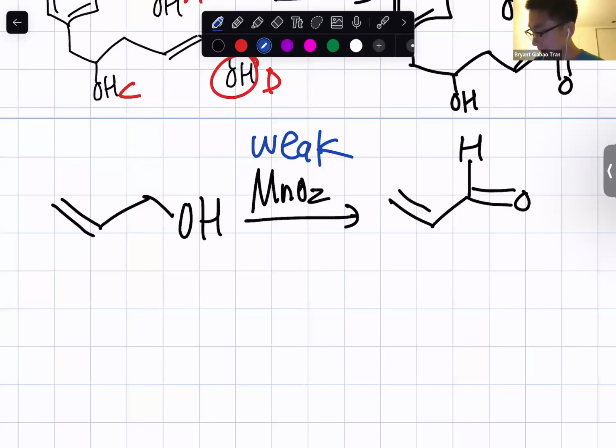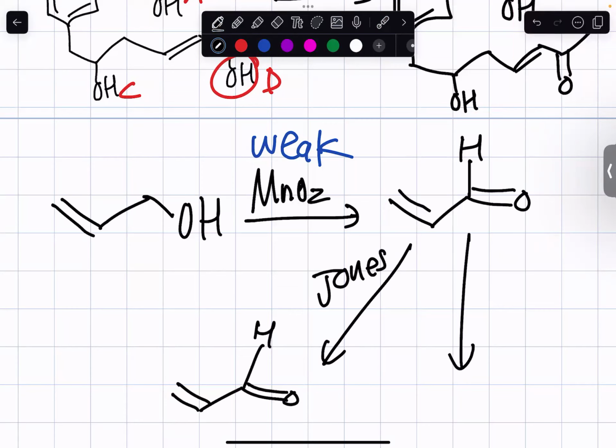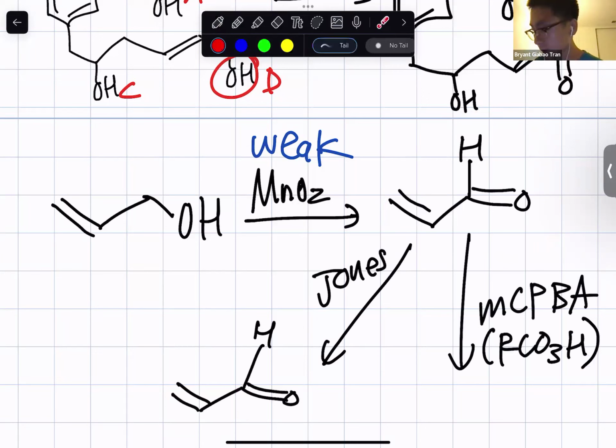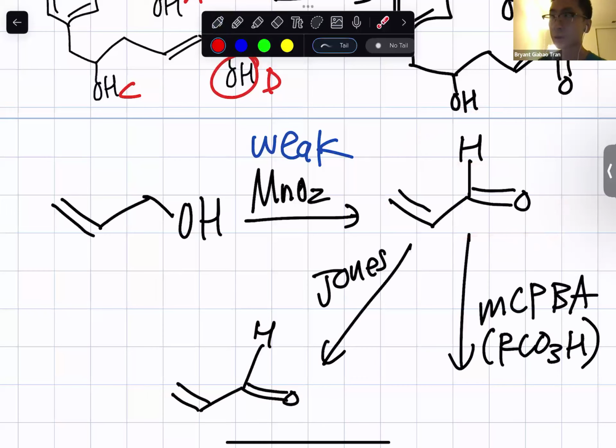And then from this, you can convert it to the carboxylic acid by further oxidizing it using the stronger one, Jones, or the new reaction you learned, a Baeyer-Villiger oxidation, with mCPBA or RCO3H. You can also do a Michael addition from this enone here, but that Michael addition would not create a carboxylic acid. It will create a 1,5-dicarbonyl, where there are two carbonyls 1,5 to each other.